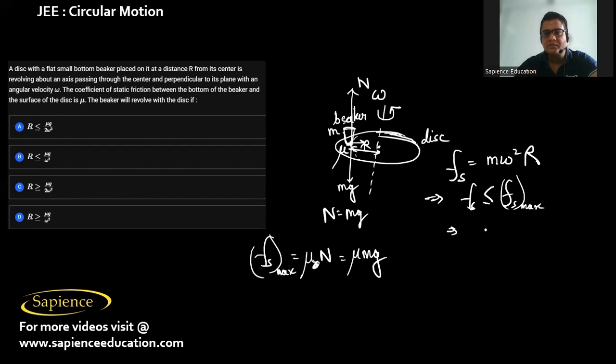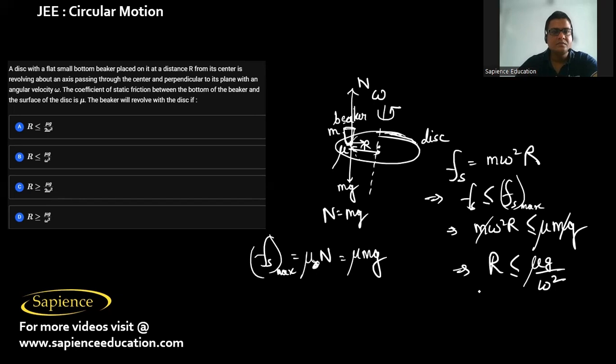So therefore fs, that is equal to m omega square r, should be less than or equal to mu mg. Therefore m will cancel. So therefore r should be less than or equal to mu g by omega square. So option B is the correct answer.